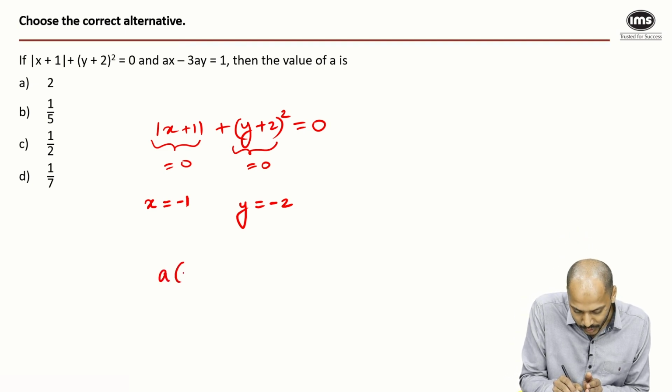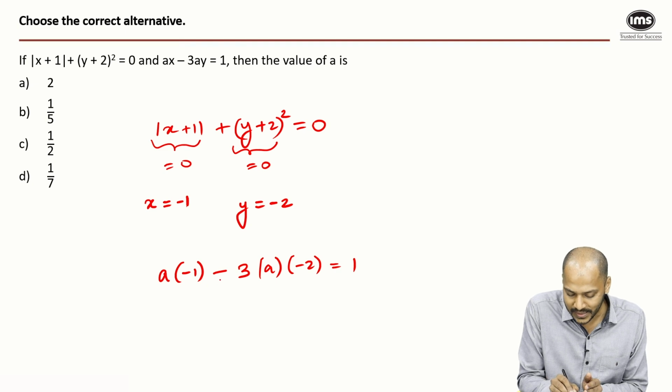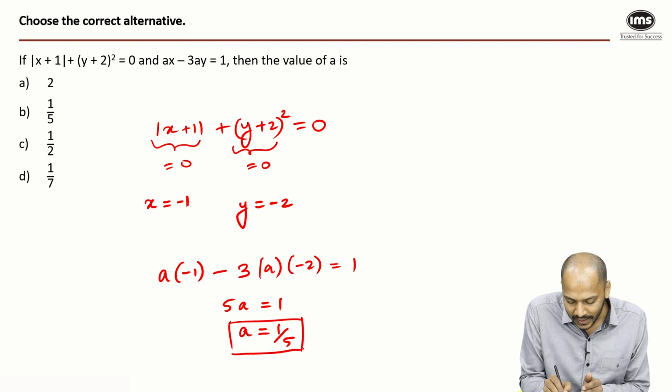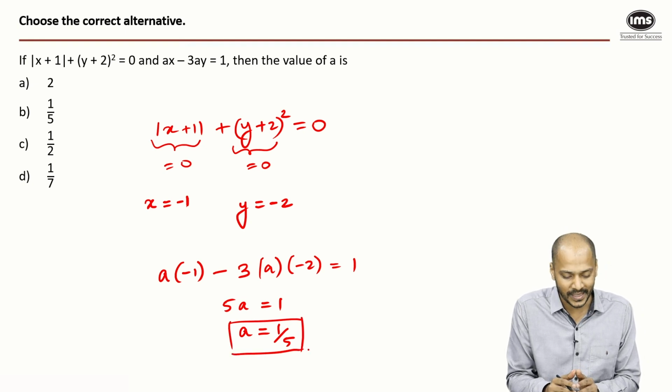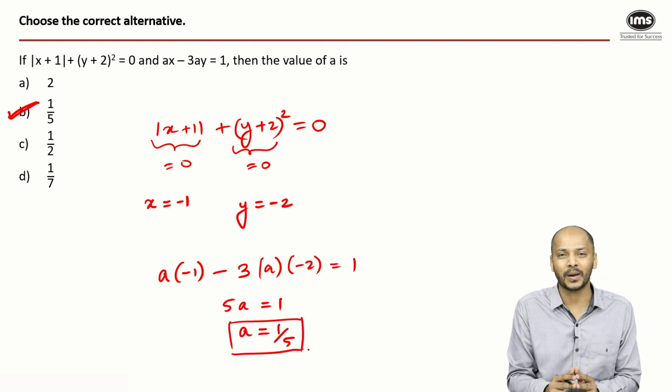So a × (-1) - 3 × (a × (-2)) = 1, and hence this simply becomes minus into minus becomes a plus. So 6a - a, the LHS is 5a = 1, and therefore a = 1/5 is the final answer to this question. That is, the answer would be option B, a = 1/5.